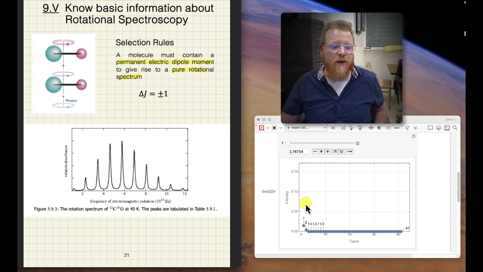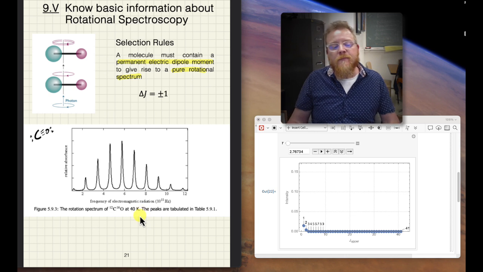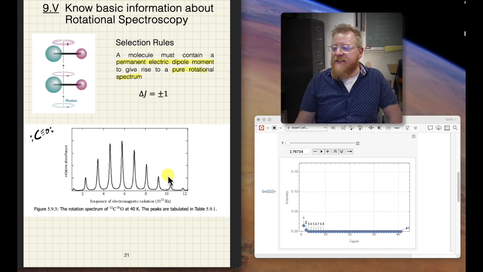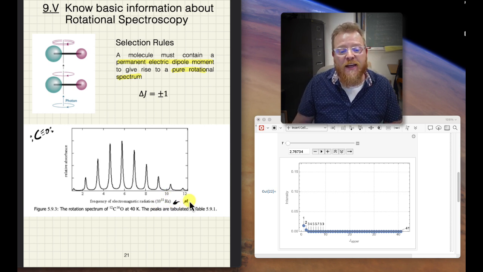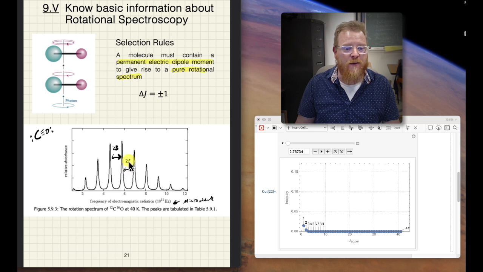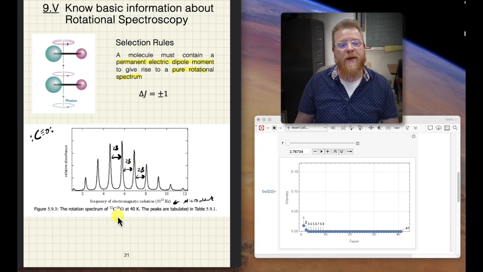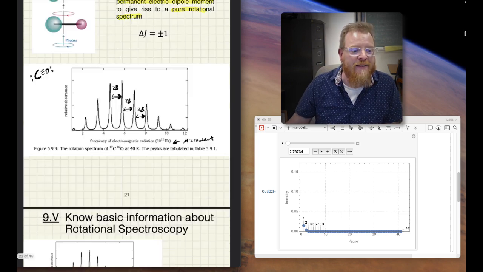And so now if we look at a realistic spectrum, this is carbon monoxide at 40 Kelvin. And now we can see a whole bunch of sharp peaks here. And this frequency, 10 to the 11 hertz, puts us in the microwave region of the spectrum. And as you can see here, all of these peaks are spread evenly apart by every 2 times B, which is kind of cool to see. Okay? So let's keep going and take a look more specifically at these values.